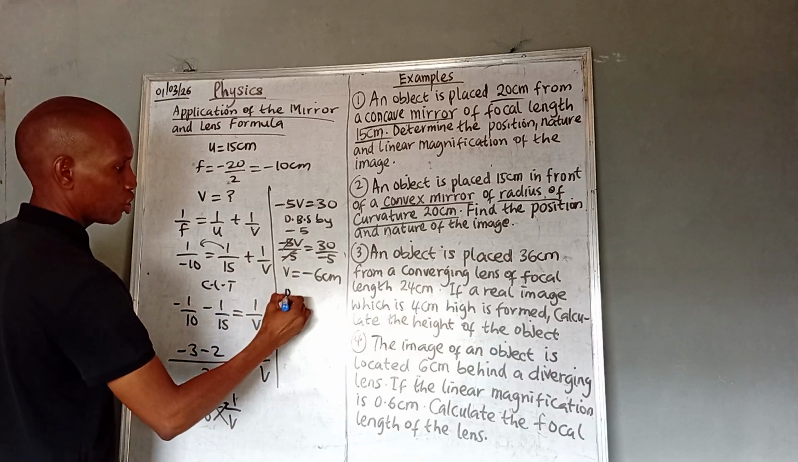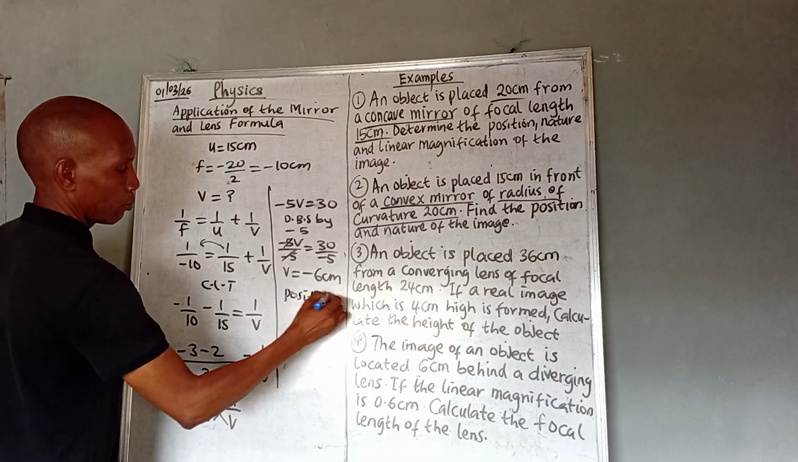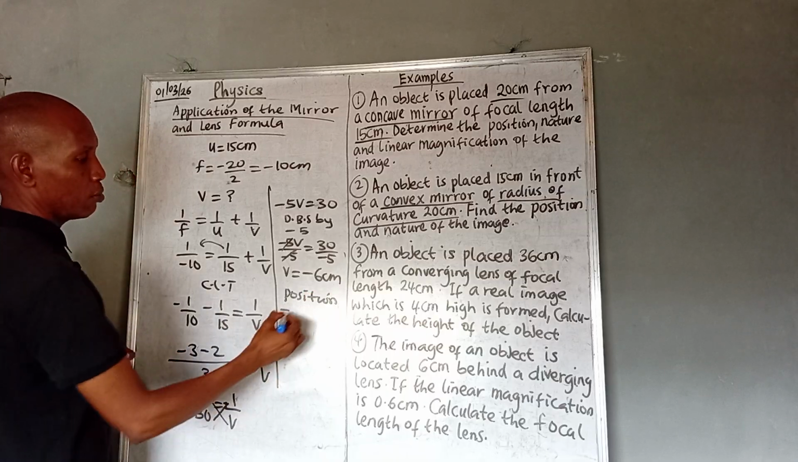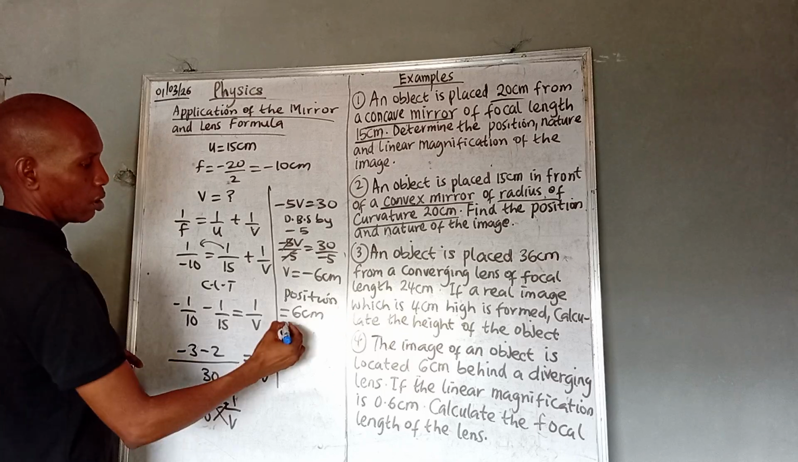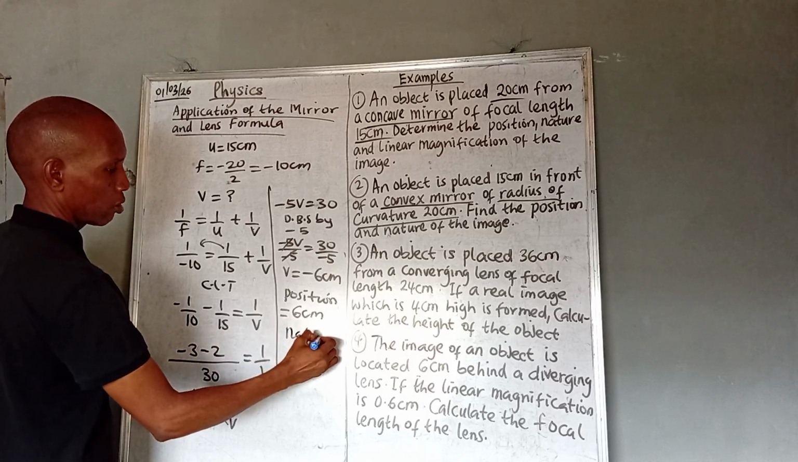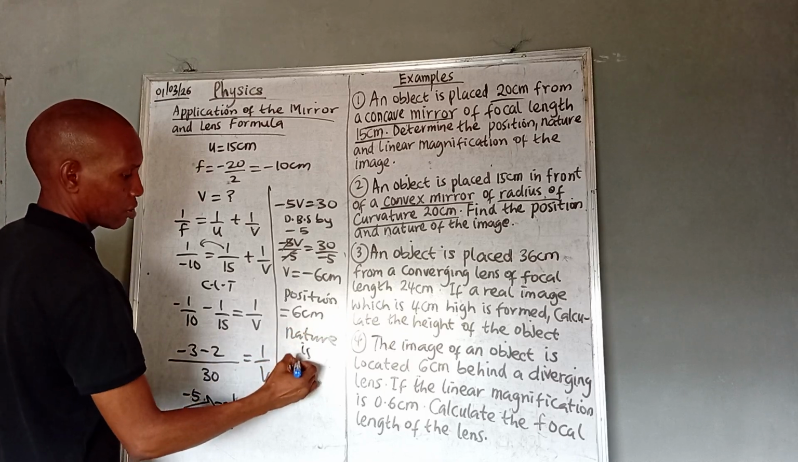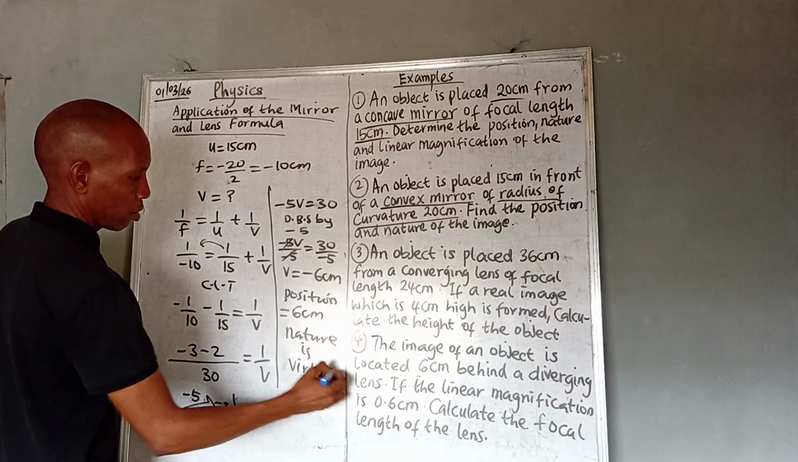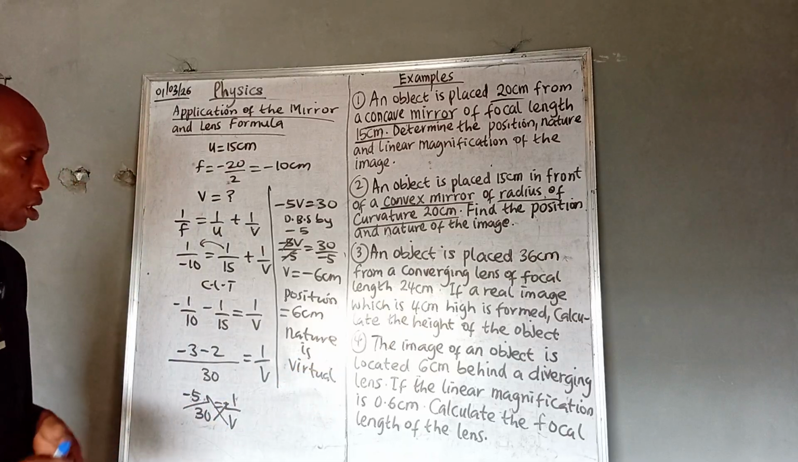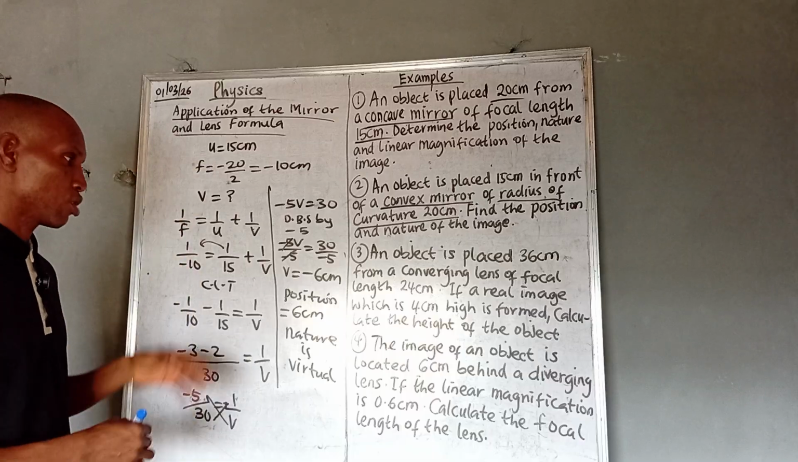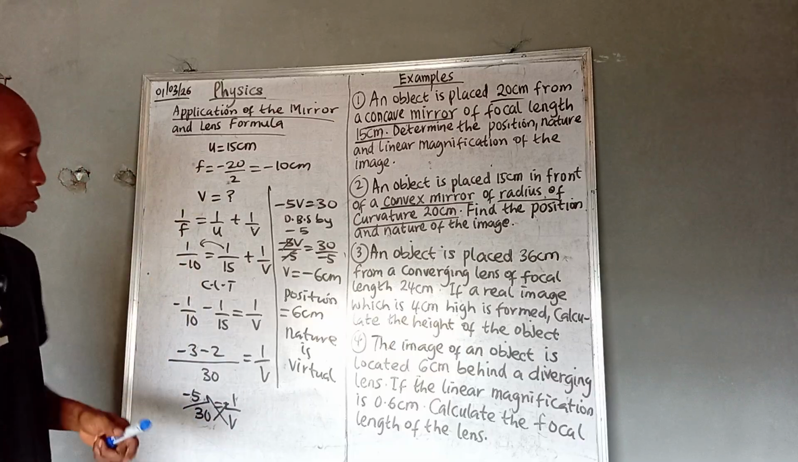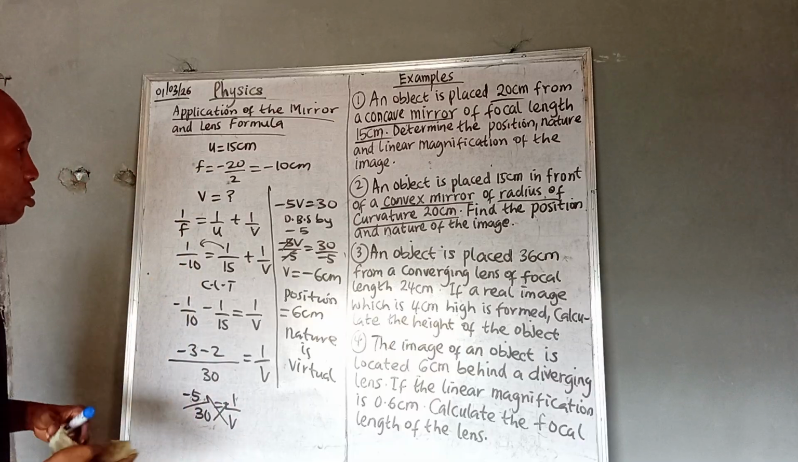So for the position, the image is 6 centimeters from the convex mirror, but the nature this time around is virtual, and it's going to be found behind the mirror. The nature is virtual because this time around we are having a negative image distance. That is it for question number 2.